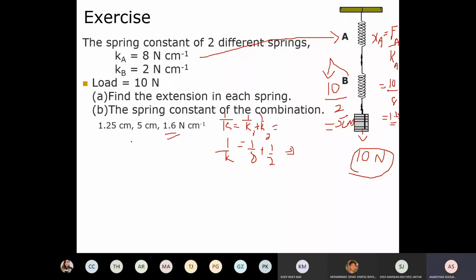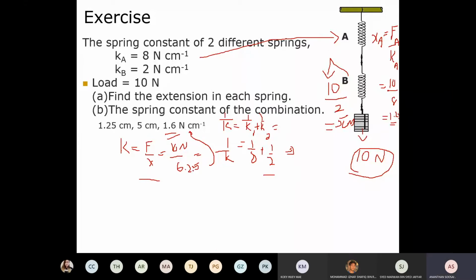Another way of finding it is using the total extension. What is the new K? The force over extension. The force applied is 10 Newton. The extension is the total extension. What is the total extension here? Here is 1.25, here 5, so the total extension is 6.25. 10 divided by 6.25, you'll get the same answer. So there are two ways of finding K: use 1 over K1 and 1 over K2, or take force divided by the total extension.